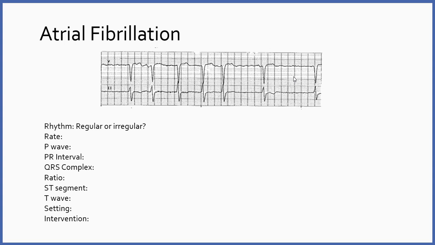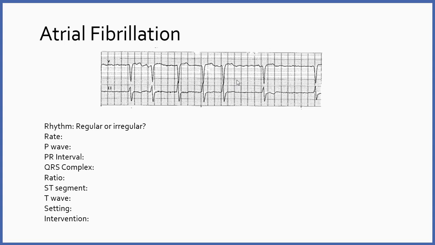So the next thing we do is calculate rate. Same thing, we're going to calculate by QRS complexes. From here to here is 6 seconds. So I count 1, 2, 3, 4, 5, 6. My rate is approximately 60.